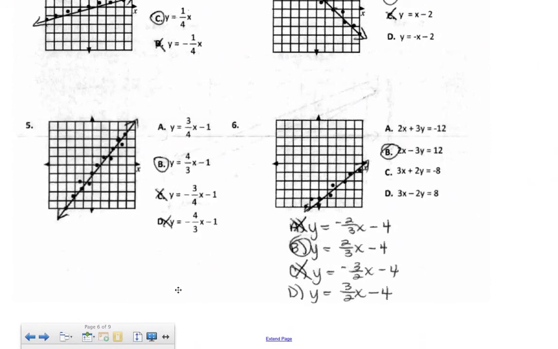All right, so that is it for scatter plots and lines of best fit. We are going to talk about linear regression, which is what's on the next page. We're going to talk about that together as a class.